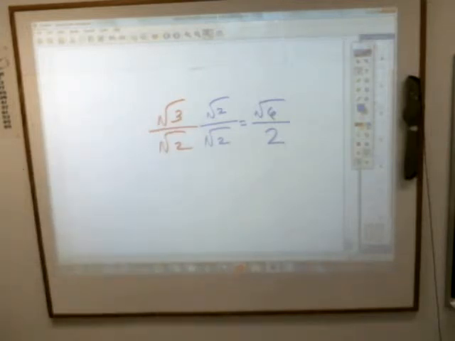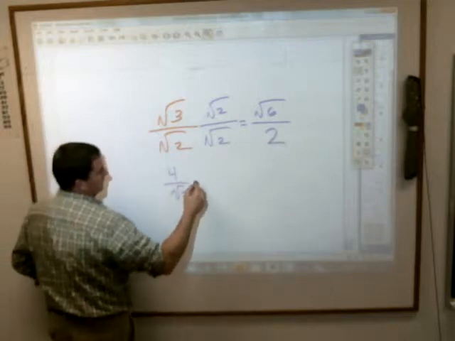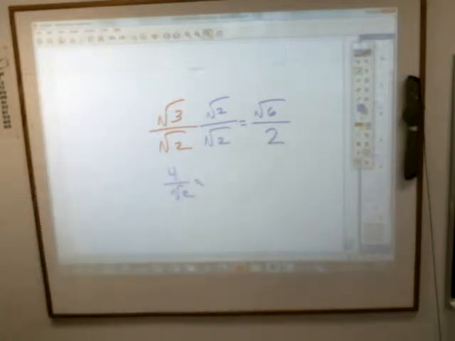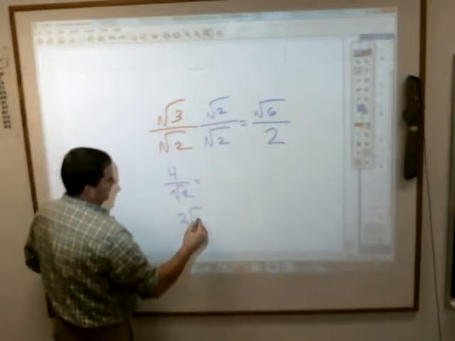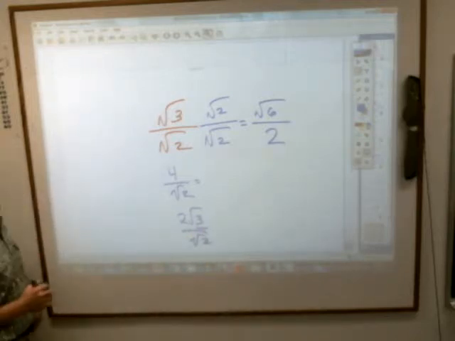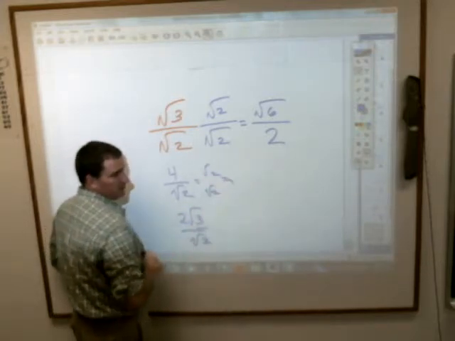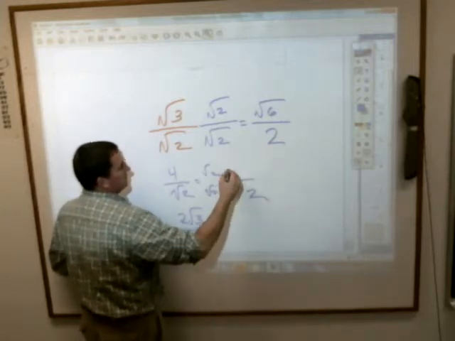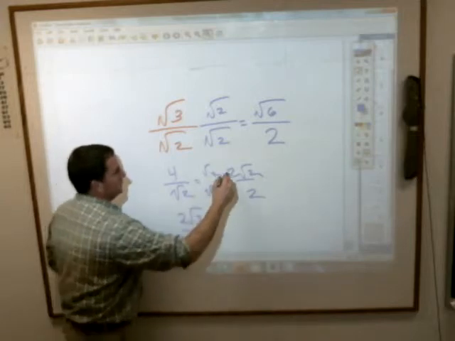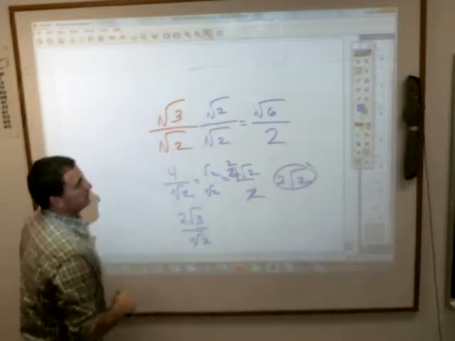How about one more? 4 over the square root of 2. If you simplify 4 over the square root of 2, we'll do one more too. 2 over the square root of 3. 4 over the square root of 2, Hannah. Don't say, it's probably not right. Square root of 2 times square root of 2, you end up with 2 times square root of 2. Then you cross the 2 with the 4 and get 2. The answer is 2 times the square root of 2.